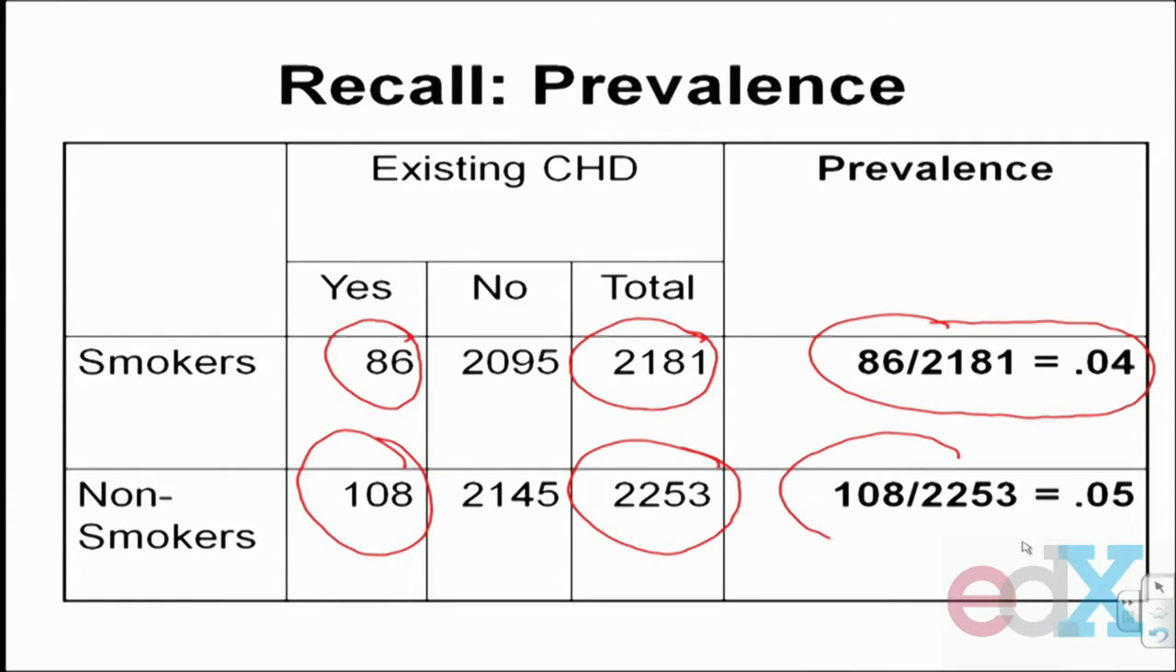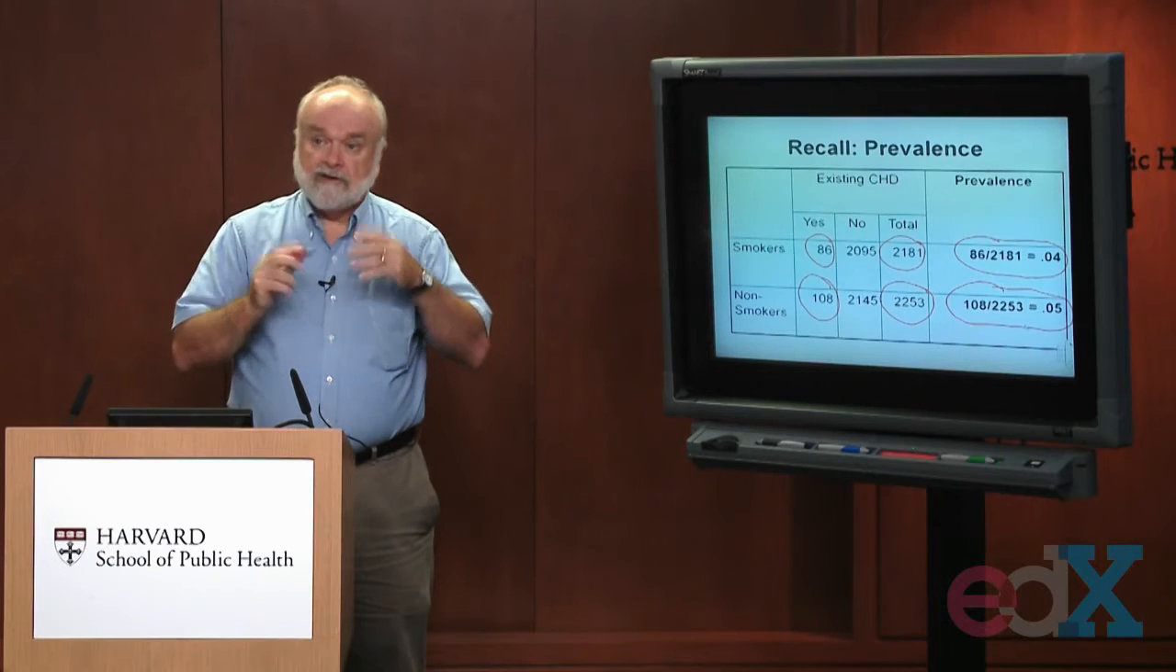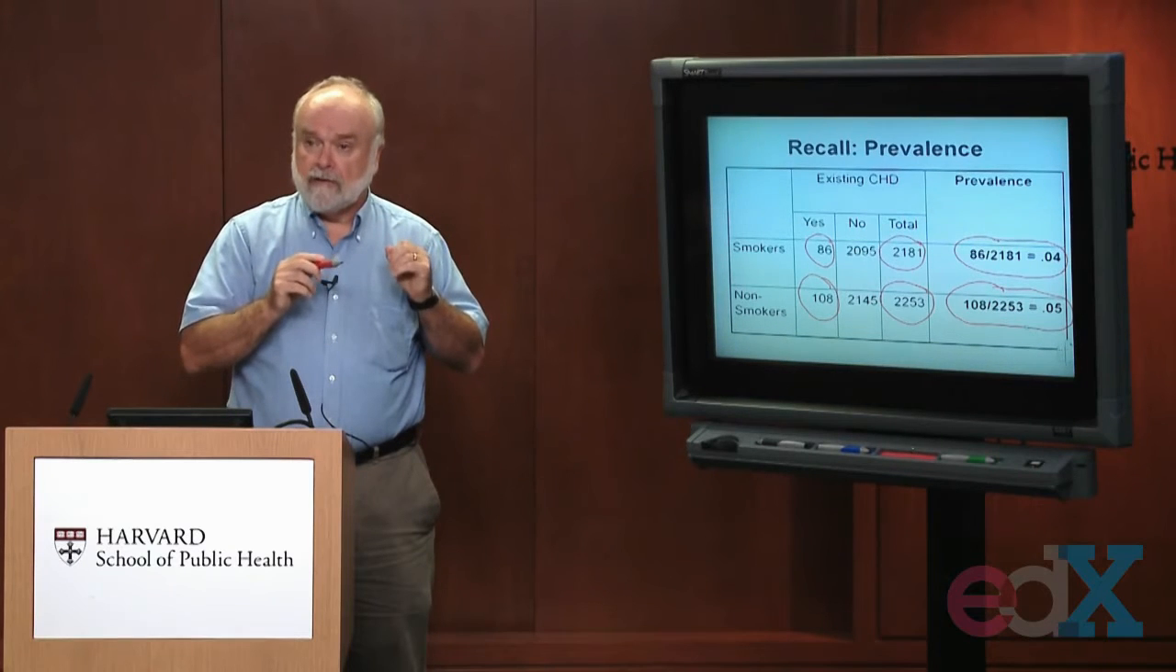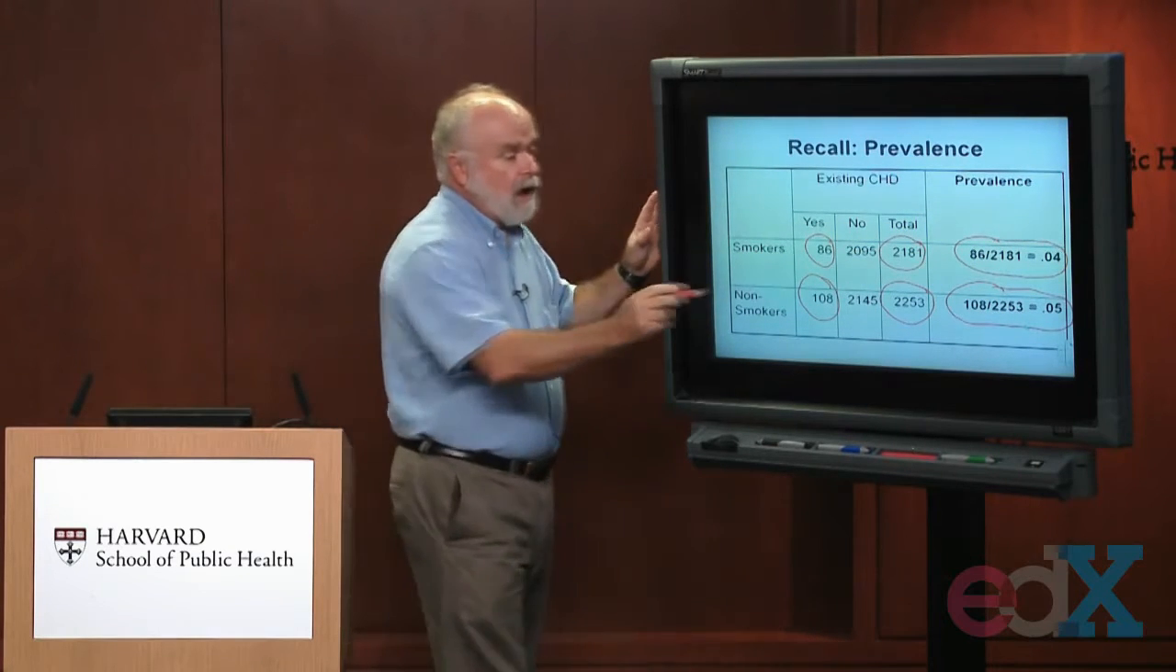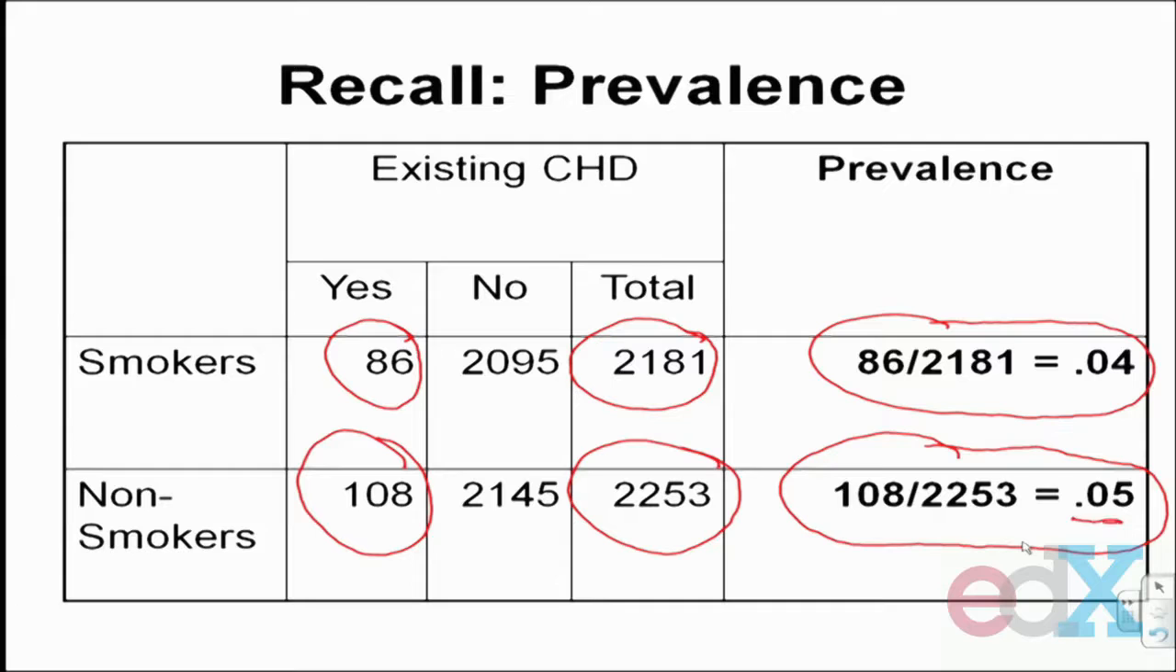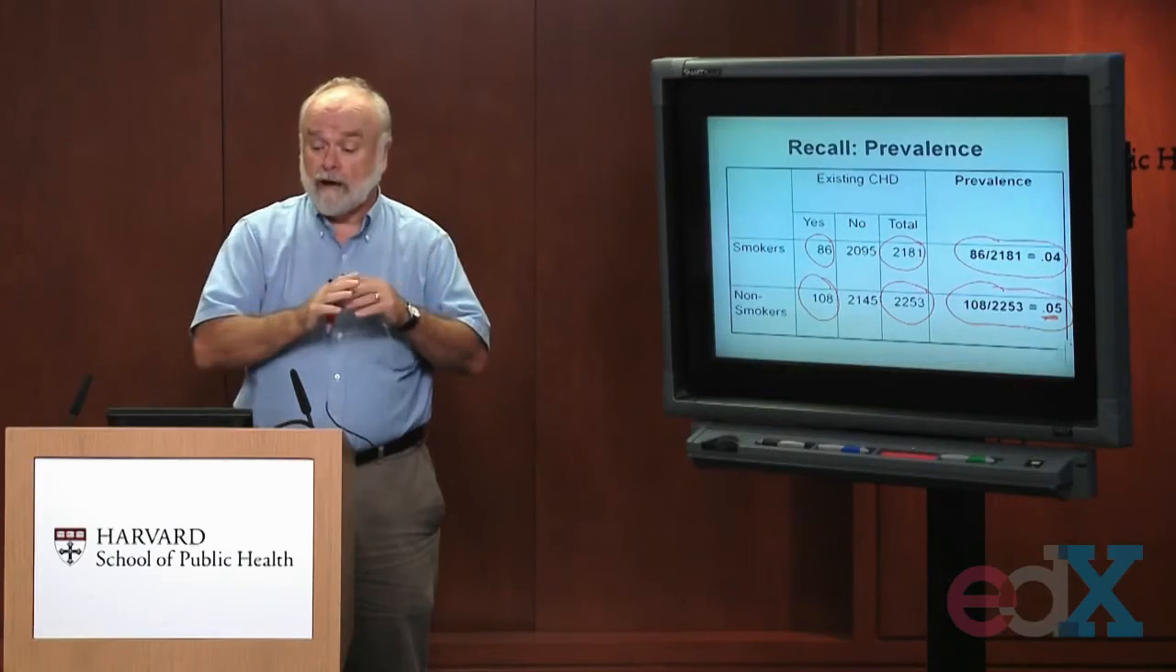It would be the 108 cases of pre-existing heart disease divided by the 2,253 non-smokers. The prevalence is 5%. And just as Elizabeth pointed out in her statistics demo, notice that the prevalence is higher among the non-smokers than among the smokers. And as I mentioned in the last sequence of talks, we epidemiologists, whenever we see an association, try to figure out the possible explanations, the possible reasons why one group of people might have more outcome, more disease than another. In this case, we're talking about pre-existing disease, prevalence of coronary heart disease.